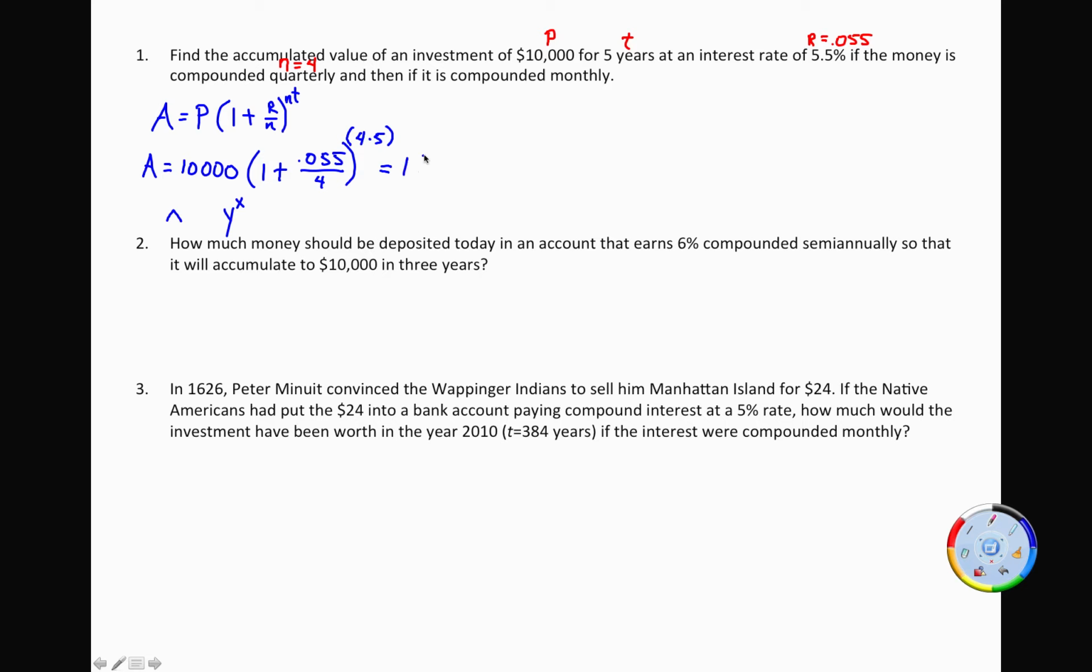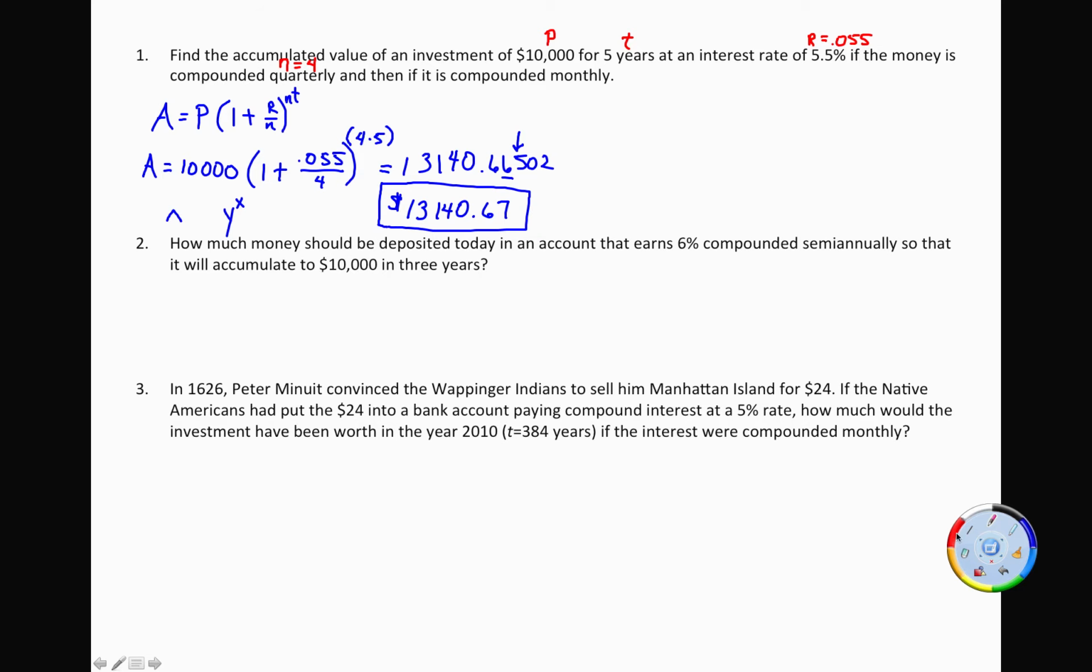and I get $13,140.66502. But obviously this is money, so it goes without saying that I would round this to the nearest cent, unless I'm told to round it to the nearest dollar or the nearest $10 or something. So again, pay attention to where the instructions are telling you to round. If there are no rounding instructions, then obviously round to the nearest cent.